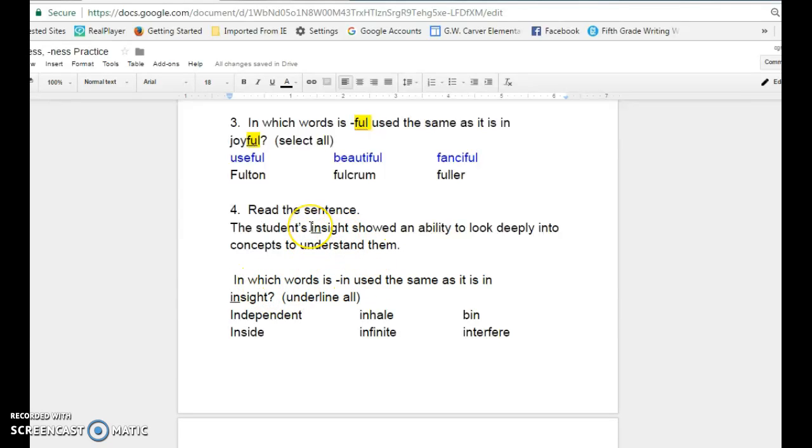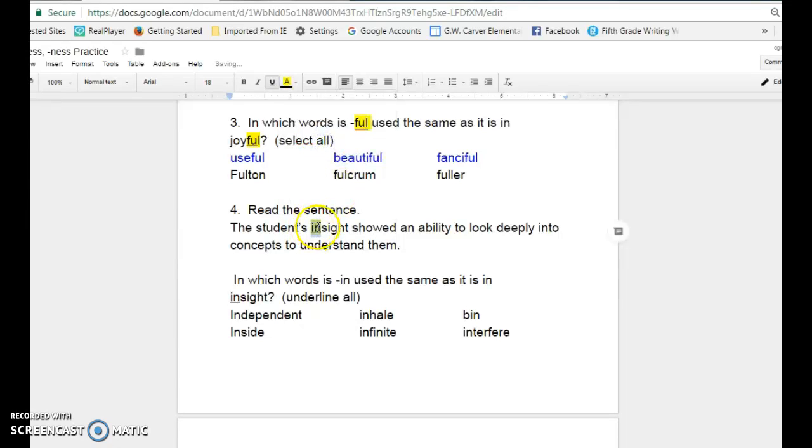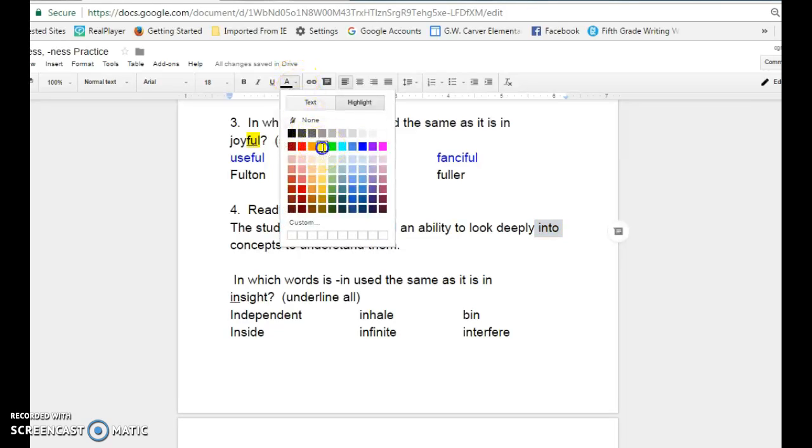All right, so we have to figure out what it means, and we have the word parts and the context clues. We have studied the prefix in. We know that it has a couple of different meanings. It can mean not, or it can mean in, like into. So let's look at our sentence. Remember, context clues are always the best help. The student's insight showed an ability to look deeply into concepts and understand them.